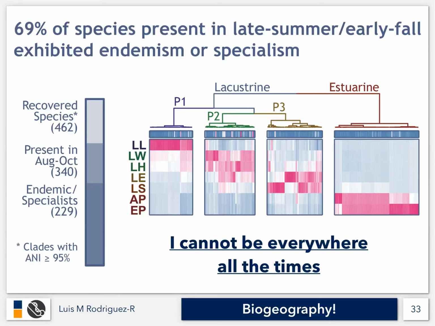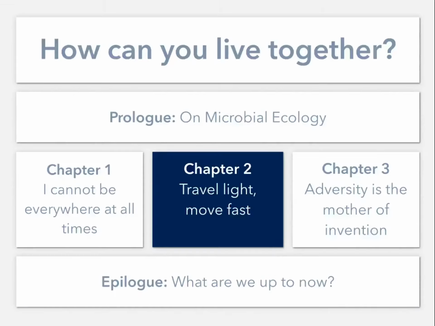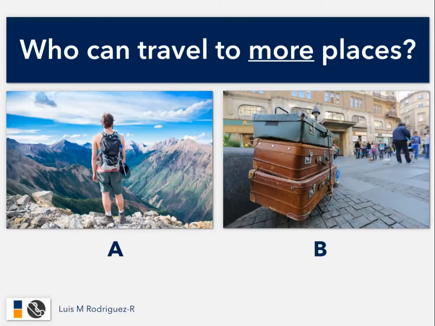So now that we have identified the effect of biogeography, the next question is, okay, microbes are affected by distance. How do they actually overcome that? What is important in overcoming that distance or in traveling farther? This takes us to the second chapter, and I'm going to ask you to vote here on who can travel to more places.